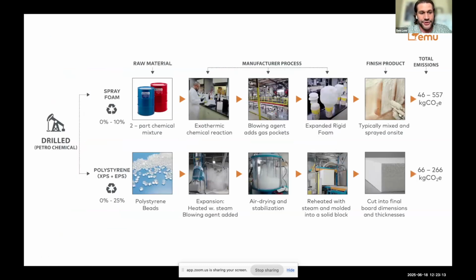So let's start with the petrochemical based or the drilled materials. There's many products that fall under this category. I'm just showing two of them here just to get you a taste of what the analysis is actually looking at and what we're studying. So first we're looking at spray foam. This is a two-part chemical mixture. When we combine them, you get this exothermic chemical reaction. And in that reaction, we're adding some additional material, including a blowing agent. And these are usually HFCs, hydrofluorocarbons, and these blowing agents add pockets within the foam, and those air pockets or those gas pockets are what gives the material its insulated quality.